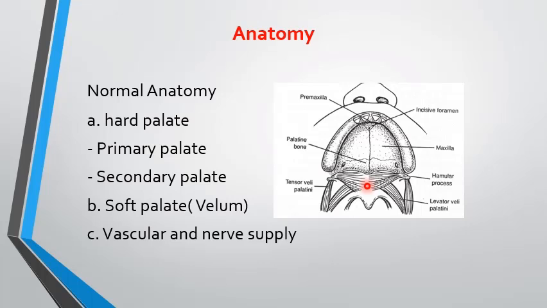From the embryological classification, this foramen is called the incisive foramen. The part of the hard palate anterior to the incisive foramen is called the primary palate. Everything posterior to the incisive foramen is called the secondary palate because they have different embryological origins. The muscles of the soft palate, especially the levator veli palatini muscle, form a transverse arch with the contralateral part. They originate from the base of the skull.